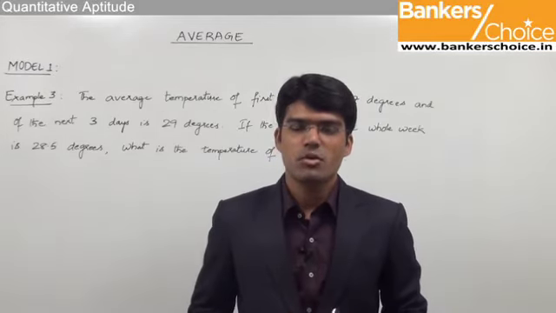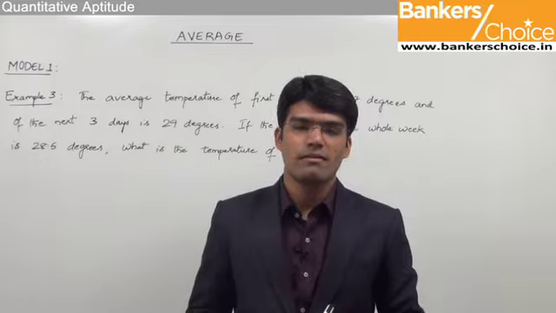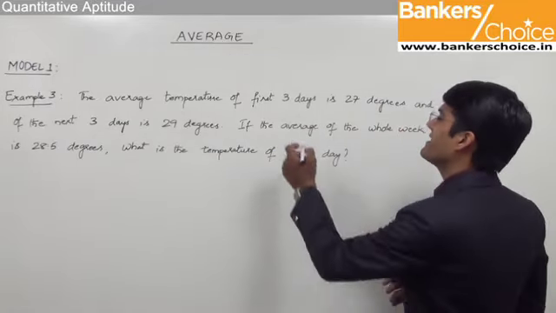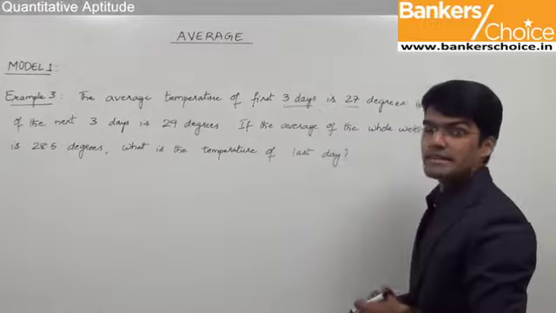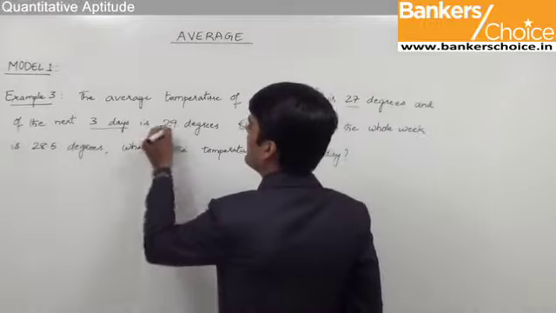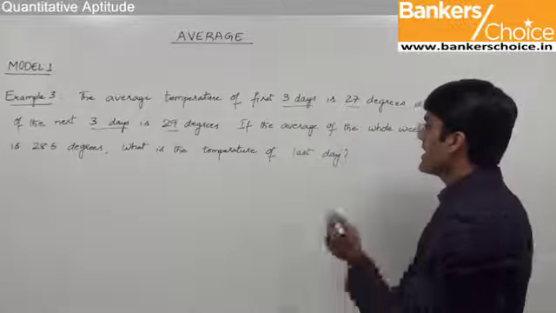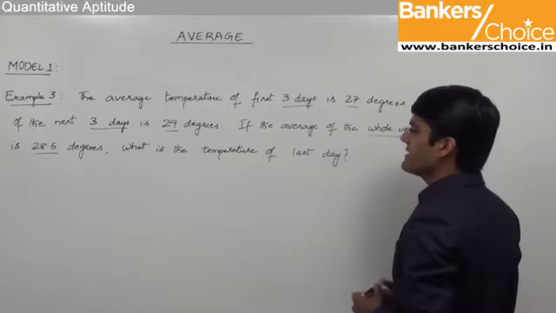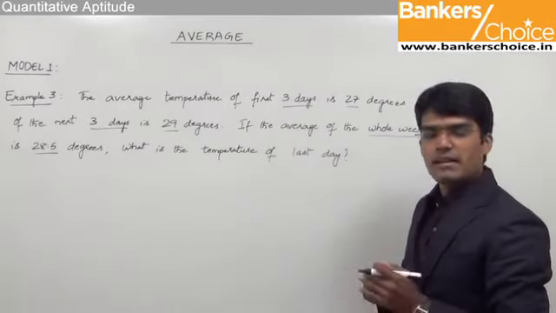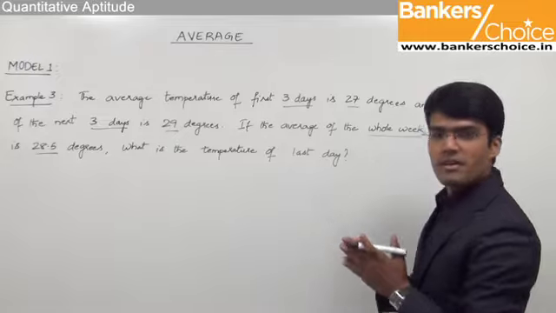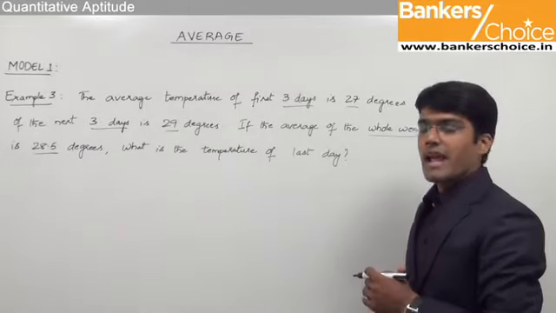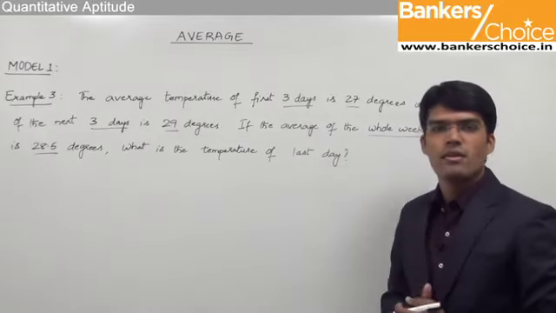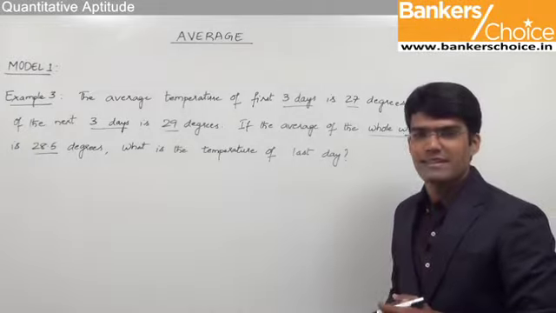Let us now discuss one more example based on the basic idea of average. The question here is, average temperature of first 3 days is 27 degrees and next 3 days is 29 degrees. If the average of the whole week is 28.5 degrees, what is the temperature of the last day? So here, as we can see, the average temperature of first 3 days, the next 3 days, and the average of the whole week is given to us. And from that, we are supposed to find out the temperature of the last day.